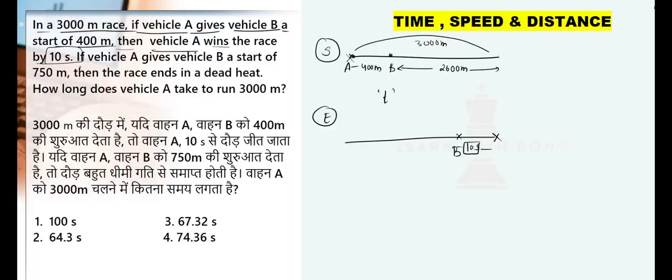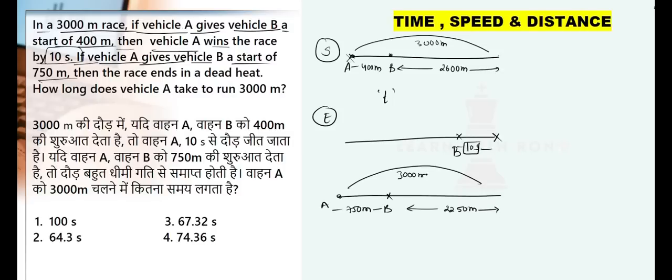This is the point. In the next step, if vehicle A gives vehicle B a start of 750 meters, there is another scenario, same 3000 meter race. Now vehicle B got 750 meter head start, means it has to travel only 2250 meters now. But A has to travel the complete 3000 meters again. Then they said the race ends in a dead heat, which means after a particular time t, B travels from this point to the final destination, A travels from this point to the final destination, both at the same time.